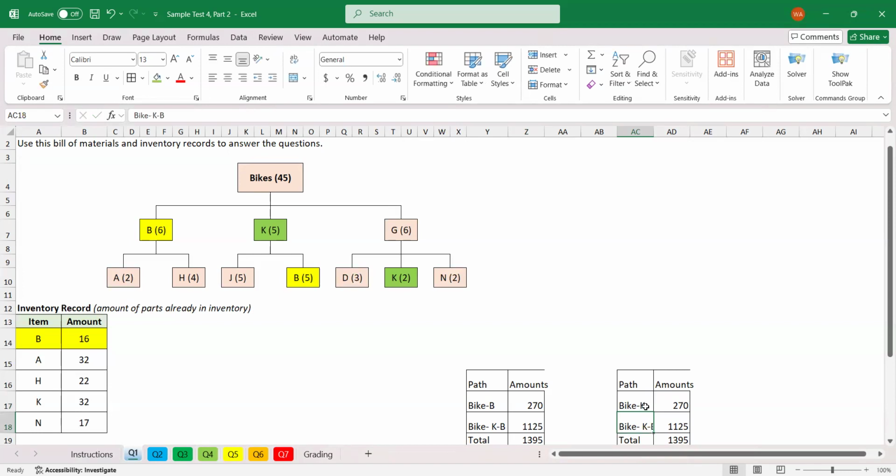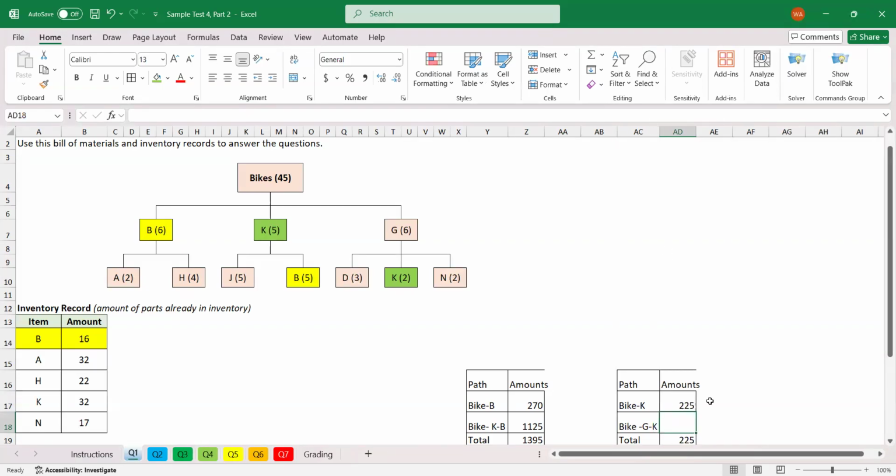And then the second path I see here is from the bike to G to K. Okay, so starting with the first one that we have here, the bike to K, we need 45 bikes, and each bike is going to need 5 units of K. That's for this very first straightforward path we have here.